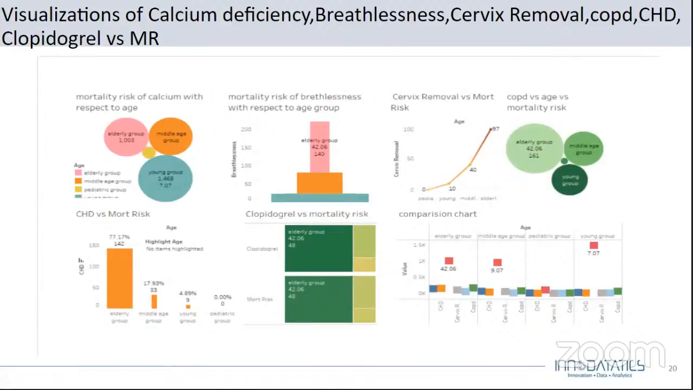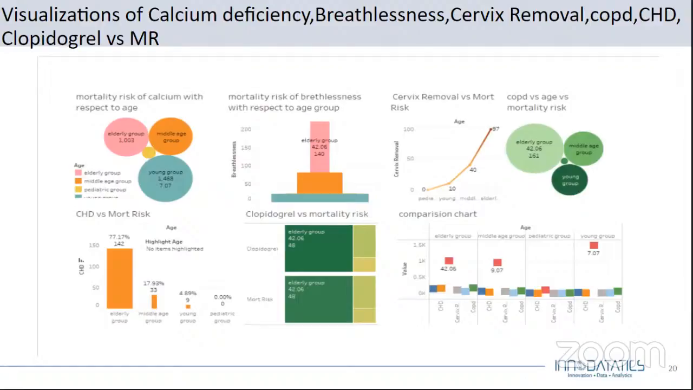In this slide, we are looking at how different diseases like calcium deficiency, breathlessness, cervix removal, chronic pulmonary disease, and chronic heart disease are affecting the mortality risk of different age groups. Here, calcium deficiency is highly affecting the mortality risk of the young age group. Breathlessness, cervix removal, COPD, CHD are highly associated with the mortality risk of the elderly age group.